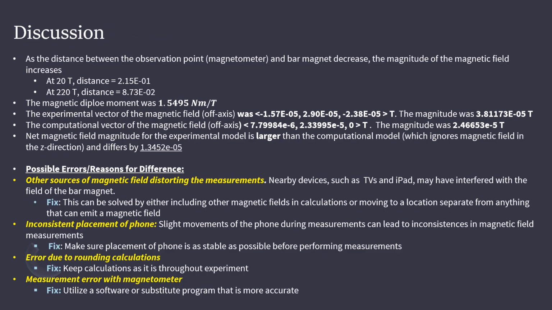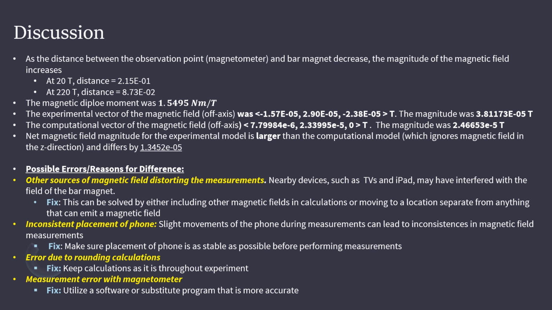As the distance between the observation point and the bar magnet decreases, the magnitude of the magnetic field increases. The magnetic dipole moment was 1.5495 newton meters per Tesla, and the experimental vector magnitude for the magnetic field off-axis was 3.811 times 10 to the negative 5 Tesla, while the computational vector magnitude for the magnetic field off-axis was 2.46 times 10 to the negative 5 Tesla.